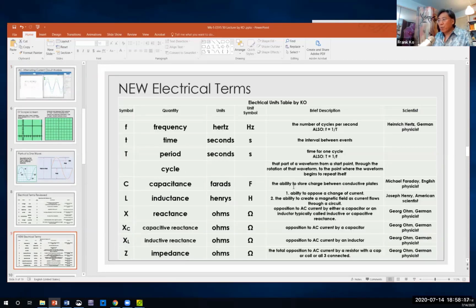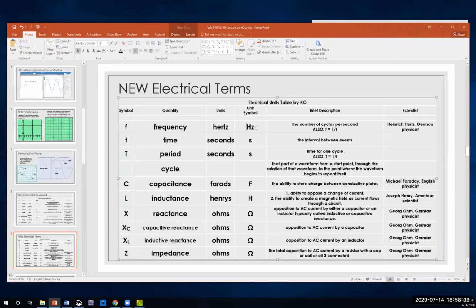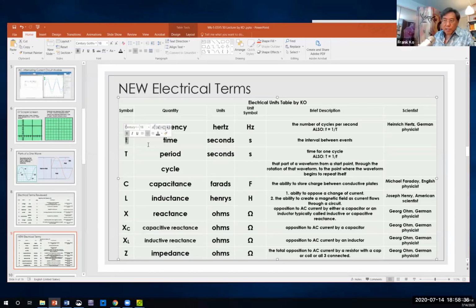The rest of these you don't have to worry about for a couple more weeks, but the very first 4 will be discussed this evening. So lowercase f for frequency in what units? Hertz. And what's the symbol for hertz? Capital H, lowercase z. Lowercase t is the symbol for time, measured in what units? Seconds. Symbol is lowercase s. Capital T is period, measured in seconds, lowercase s. And what is period? Period is time for one cycle. And then I give you cycle.